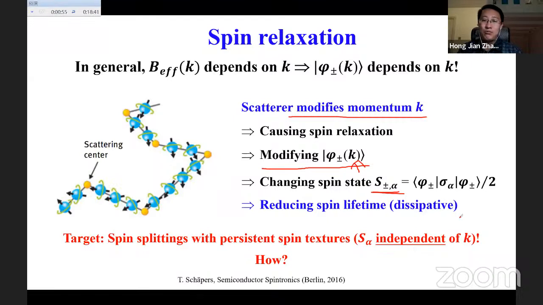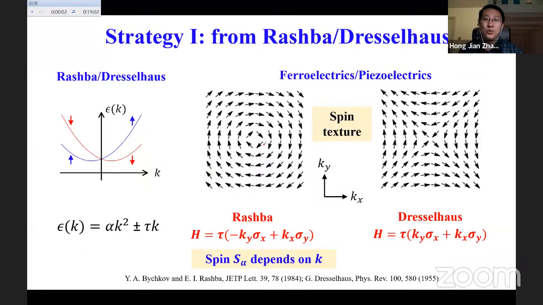dissipative. To avoid the dissipative spin transport, and furthermore to extend the spin lifetime, we typically want to have a spin texture in which the spin magnetization doesn't depend on K. This kind of spin texture is called the persistent spin texture. So how do we arrive at the persistent spin texture? Basically there are two kinds of strategies. The first one is from the Rashba and Dresselhaus spin splitting.